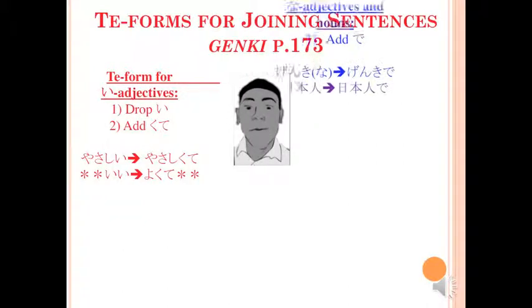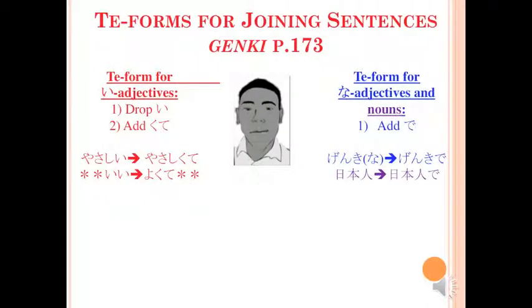In order to form the te form for both na-adjectives as well as nouns followed by des, we add de to the na-adjective or the noun. Take the na-adjective genki. The te form of genki is formed by adding de to the na-adjective, which gives us genki de. Similarly, for a noun, say nihonjin, we add de to the noun to make its te form, which would give us nihonjin de.